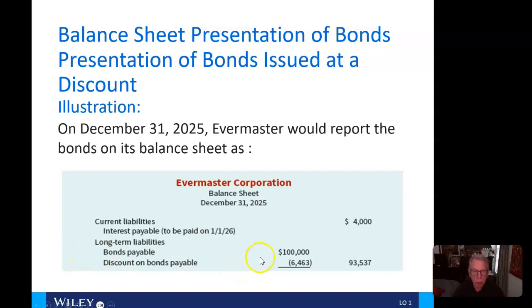Long-term liabilities, we have $100,000, but the discount on bonds payable, $64.63. That means our carrying value is $93,537. And that's how we take that same bond and show it in two places, right? Okay.